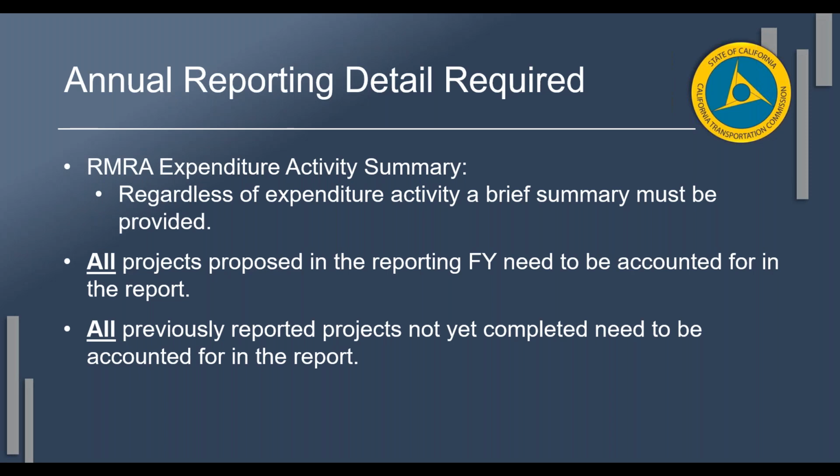So the next is all projects proposed in the reporting fiscal year need to be accounted for in the report. And that does mean all. So if you proposed these projects, every single one of them, and then that project list changed, you need to just account for it. Don't try to not acknowledge the project or skip or ignore the project. You still need to account for it. All previously reported projects not yet completed need to be accounted for in the report. Again, this is anything that is still ongoing, in progress, carried over, forecasted.